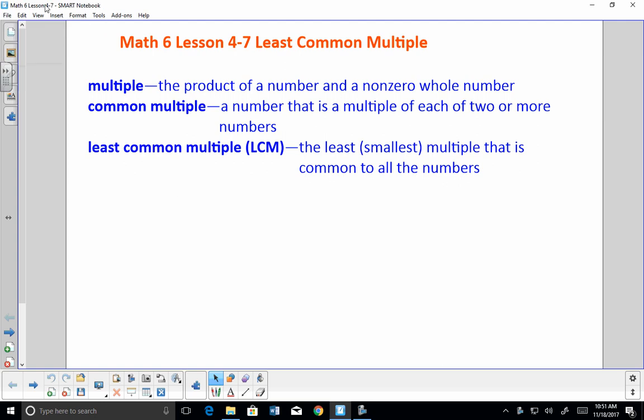This is Math 6, Lesson 4-7, Least Common Multiple. A multiple is the product of a number and a non-zero whole number. Like a multiple of 6 is 12 because 6 times 2 is 12. A common multiple is a number that is a multiple of each of two or more numbers. The least common multiple is the least or smallest multiple that is common to all of the numbers.